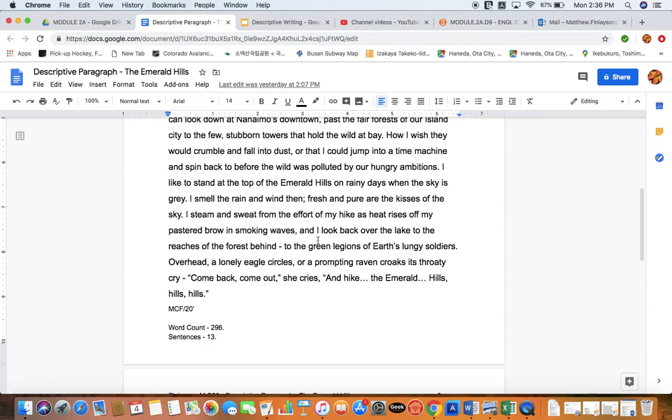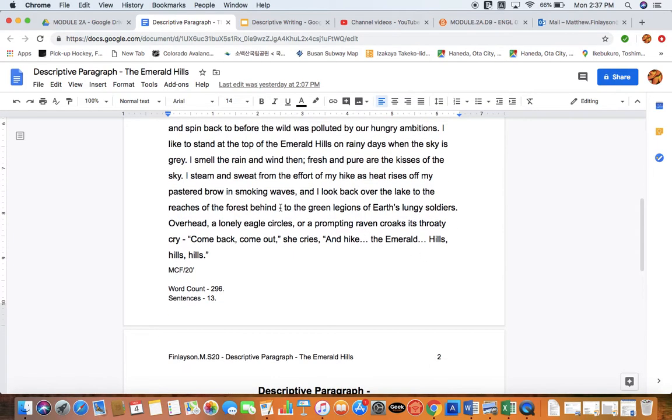And I look back over the lake to the reaches of the forest behind, to the green legions of Earth's lungy soldiers. So what is this? What is this type of comparison here? So again, is it direct or is it indirect? Is it a simile or is it a metaphor? What do you guys think? If you said metaphor, you're correct because there's no like or as here as part of this comparison. I'm directly comparing the trees to being the Earth's soldiers, these Earth's lungy soldiers. Kind of an interesting phrasing there.